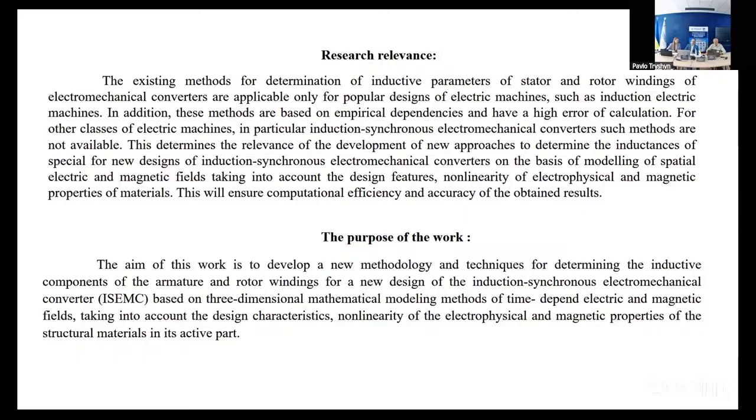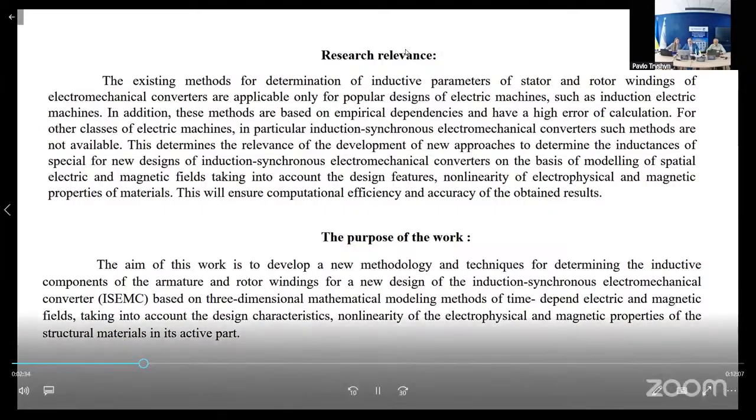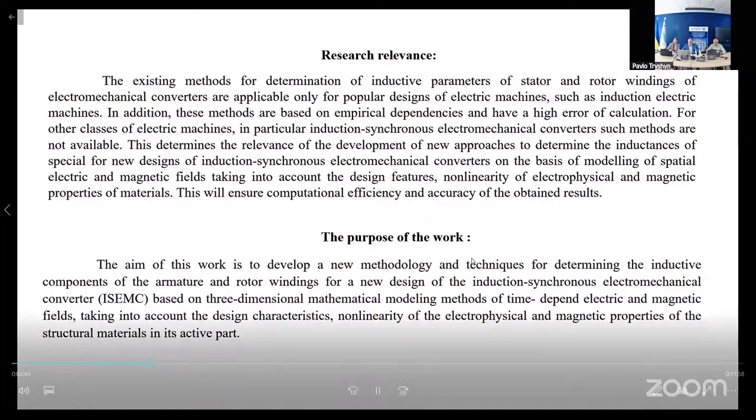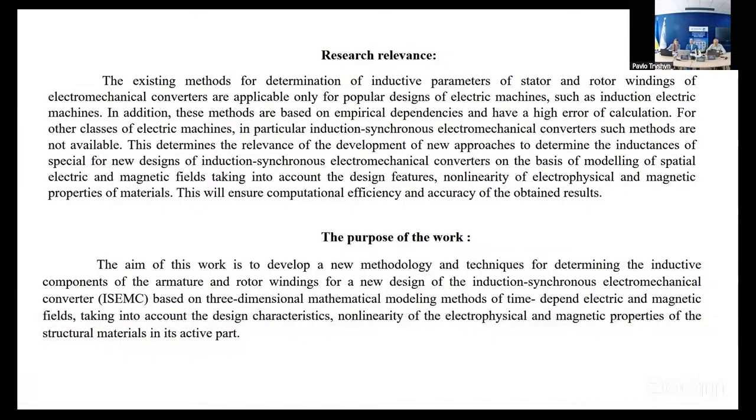The aim of this work is to develop a new methodology and techniques to determine the inductive components of the armature and rotor windings of a new design of the induction synchronous electromechanical converter based on three-dimensional mathematical modeling methods of time-dependent electric and magnetic fields, taking into account the design characteristics and non-linearity of the electrophysical and magnetic properties of the structural materials in its active part.